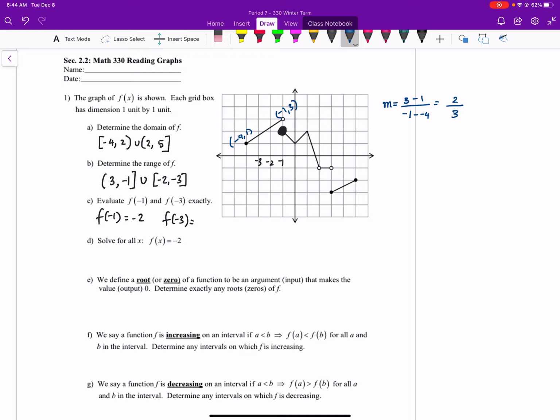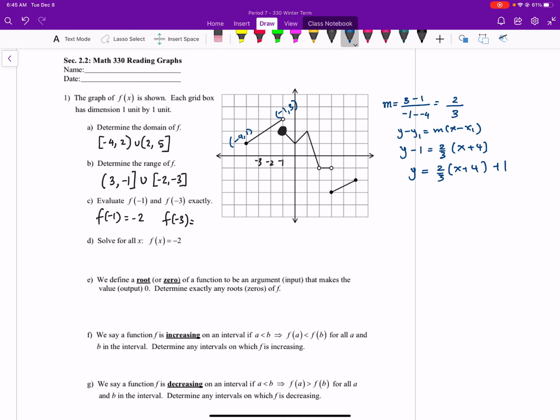And so writing it in point-slope form, y minus y1 equals m times x minus x1, if I pick the other point, we end up seeing that y minus 1 is equal to 2 over 3 times x plus 4. Now that we know this, we can write this as y is equal to 2 over 3 x plus 4 plus 1. So we now know the equation of this line.